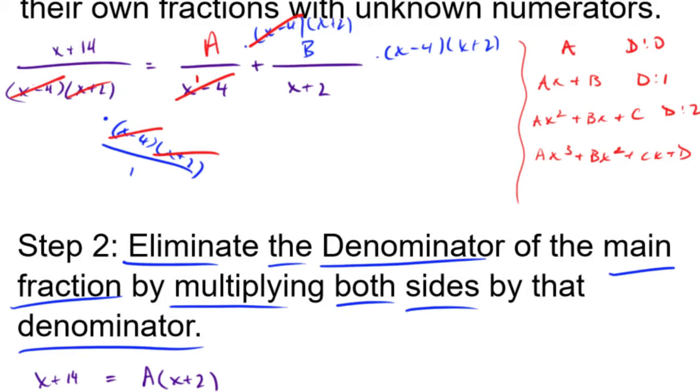And then here with b, the x plus 2 and the x plus 2 cancel, but the x minus 4 stays. It does not cancel. So it stays in the numerator with b. So you're going to have plus b times x minus 4.